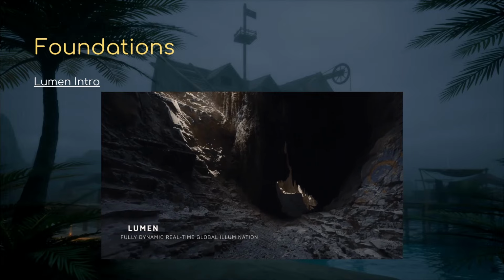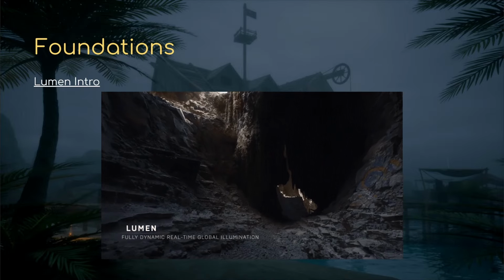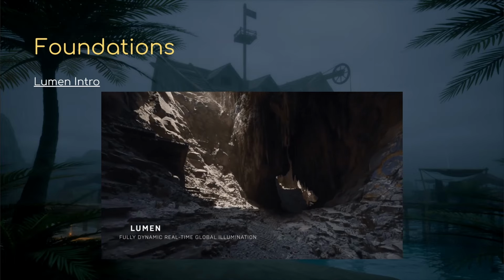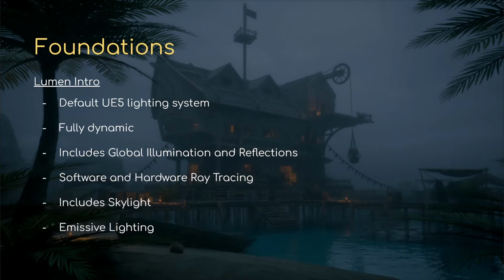And now let's talk about Lumen. Probably all of you have seen this video. It's from the presentation of Unreal Engine 5, but it's a really good representation of what Lumen does, which we're going to talk about now. Lumen is the default Unreal Engine 5 lighting system. It's fully dynamic. It's also an all-in-one solution, because it's used for global illumination and reflections, because it reuses some of the things it calculated for the other one.